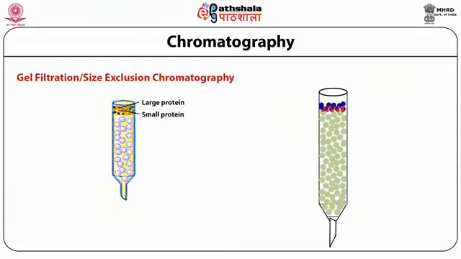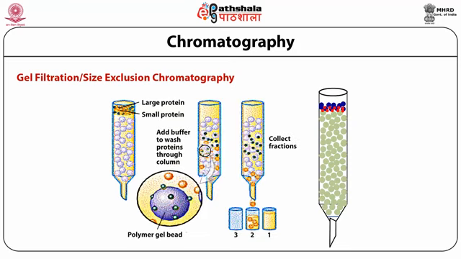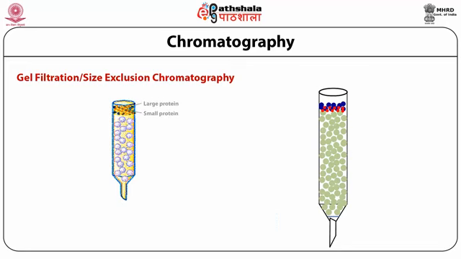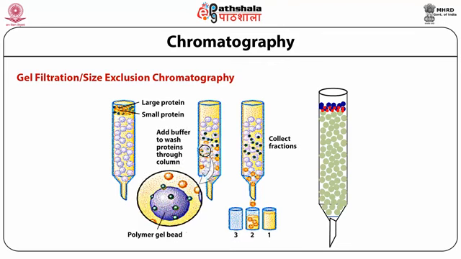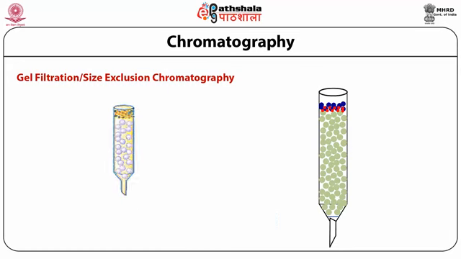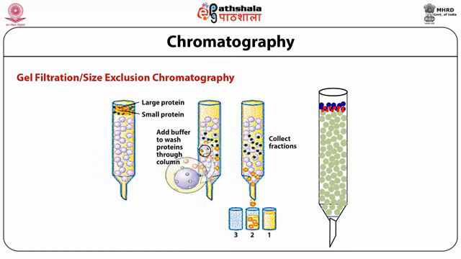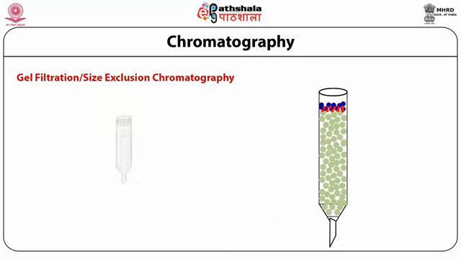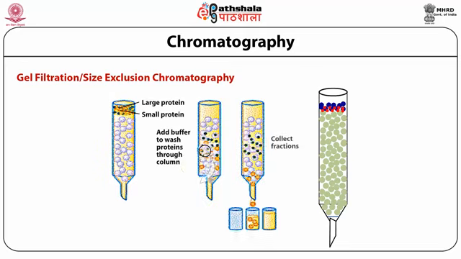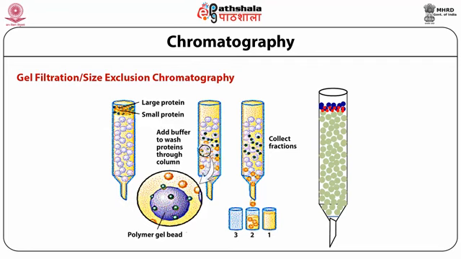This is showing how size exclusion chromatography works. You see here the large proteins and the small proteins are loaded over a column, and when it is eluted with a suitable mobile phase, the small proteins get entangled into the network of the pores, whereas the large particles find their space and move through it. So large particles come first and the small particles are left behind. This way the separation is achieved.